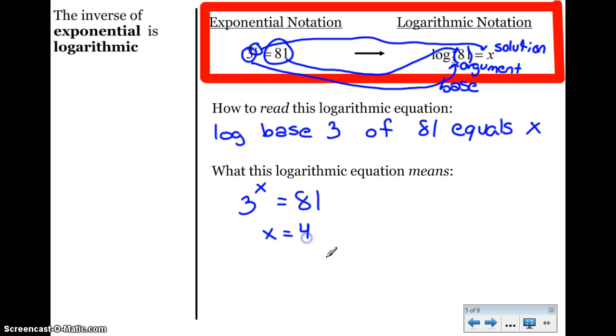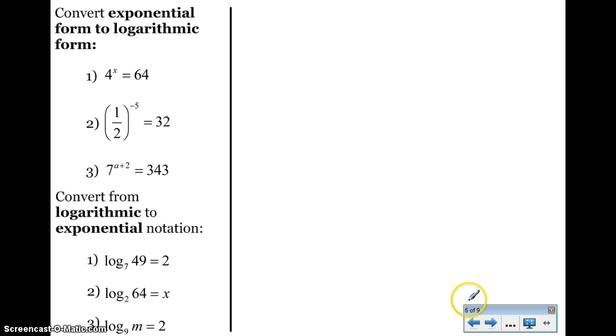However, they're not always going to be so simple to solve. So we might need to rewrite it as a logarithmic equation so that we can actually find it using our calculator, if it's something that we can't necessarily solve by hand. So we're going to end with just practicing moving. We're going to convert from exponential to logarithmic form.